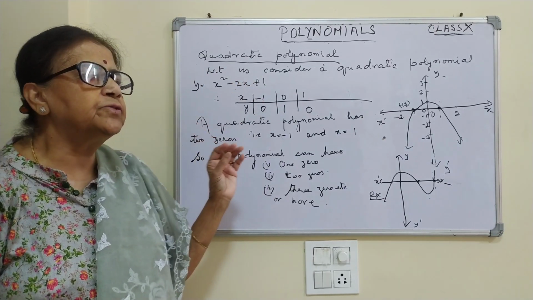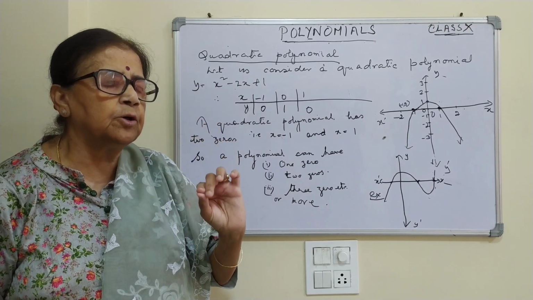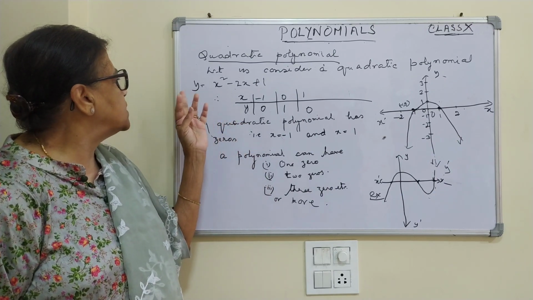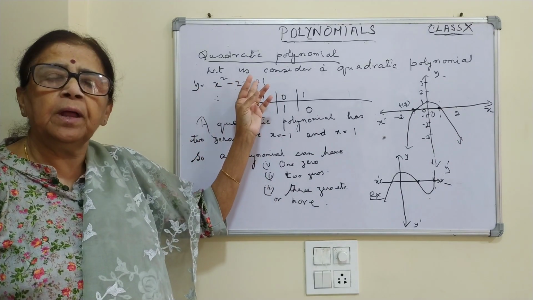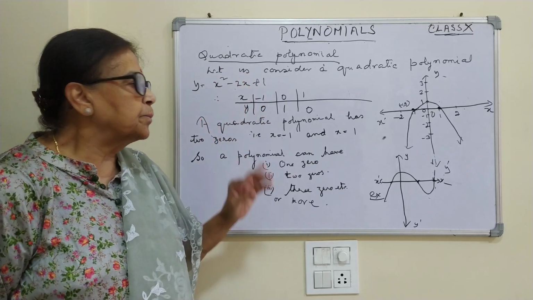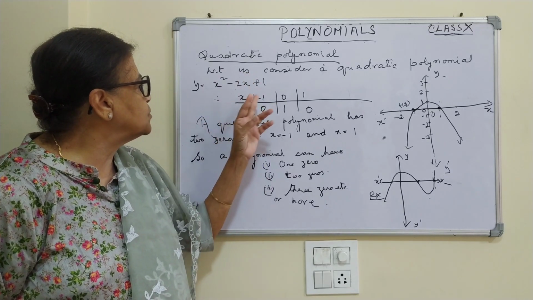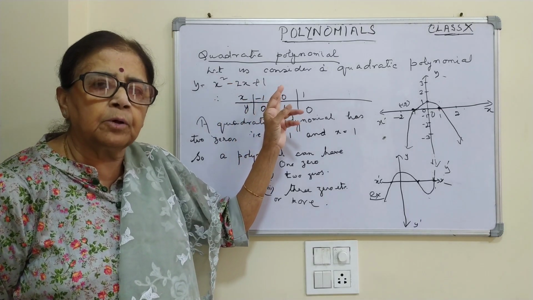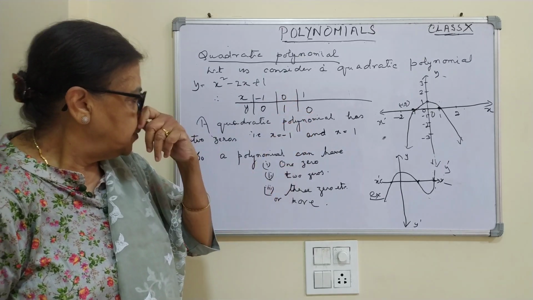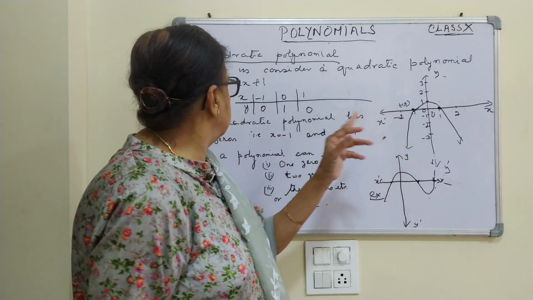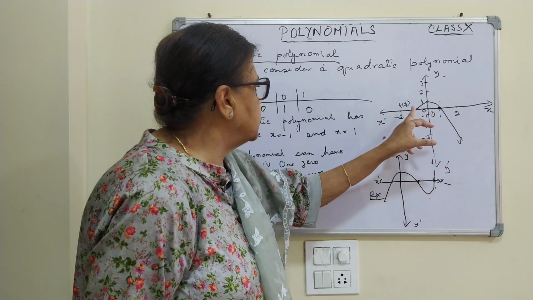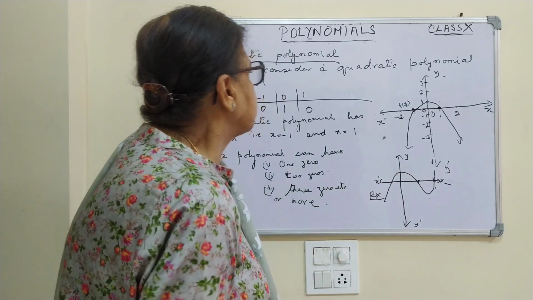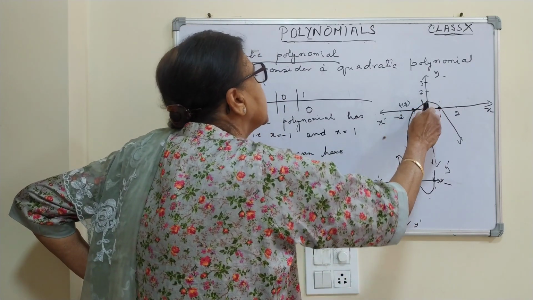Quadratic means the variable has the highest power 2. Let us take an example, that is x square minus 2x plus 1. So we will solve like this. We will put the value of x, and we get the value of y to draw the graph of it. Now I have drawn the graph. This is minus 1, 0. This is 1, 0.